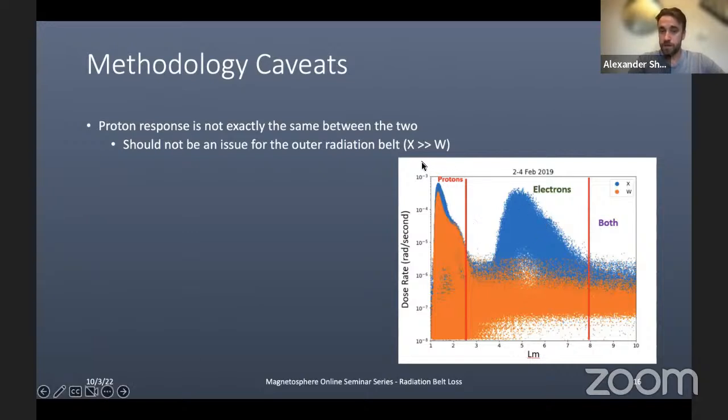So here's a plot from the REACH dataset README that is plotting L shell on the x-axis and the dose rate on the y-axis for a couple of days.